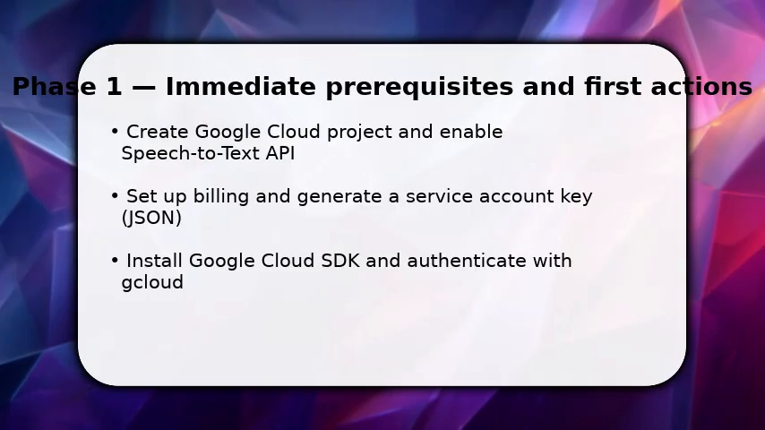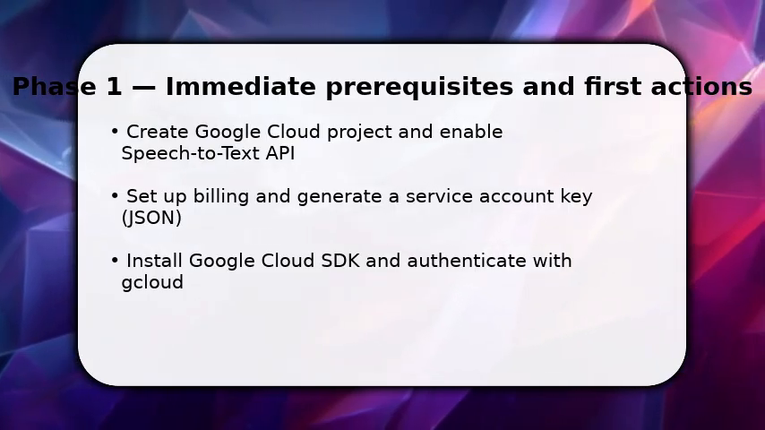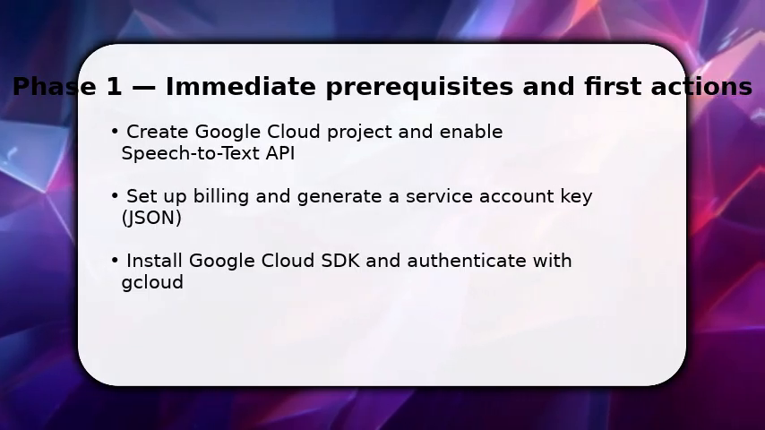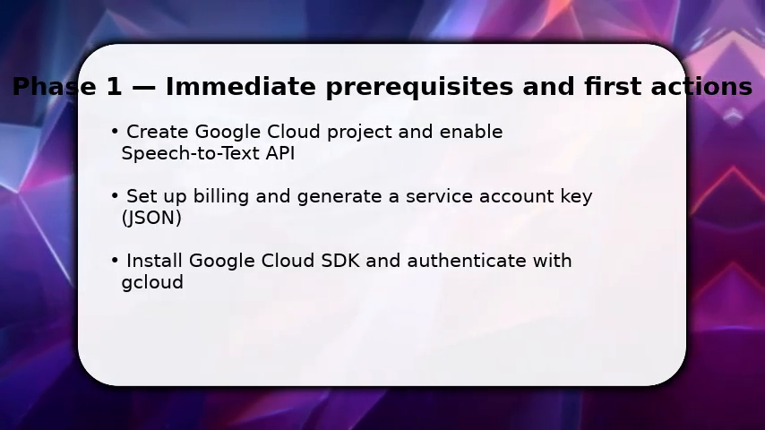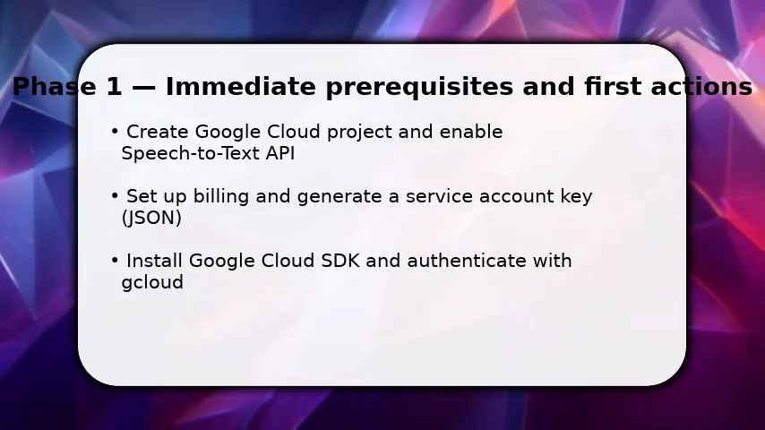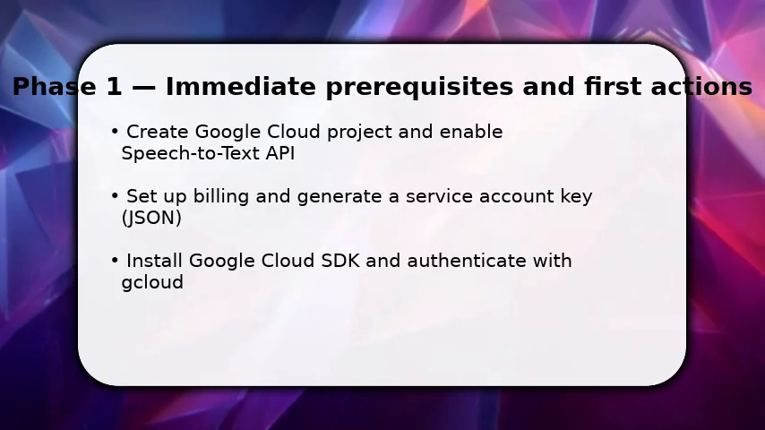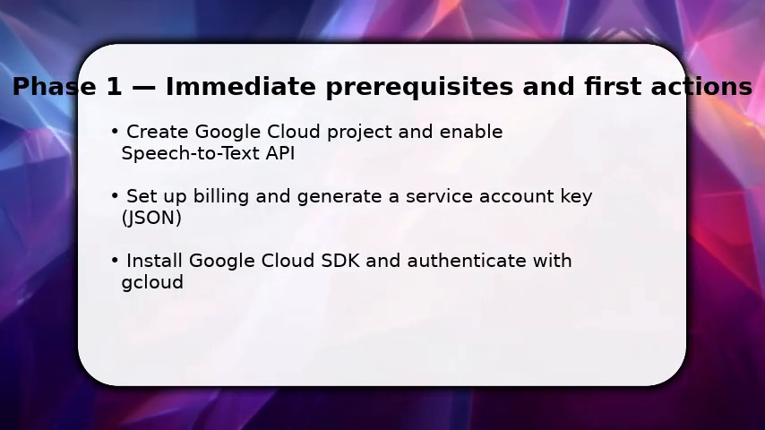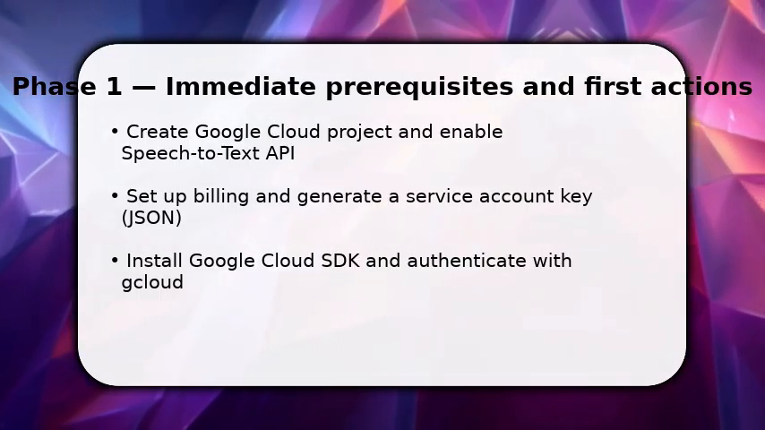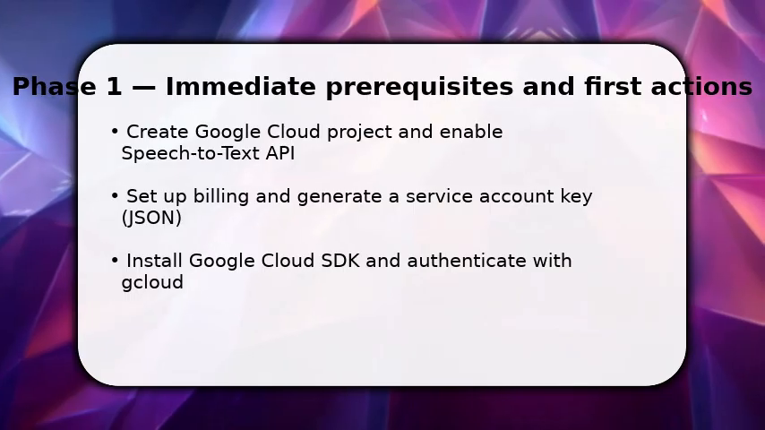You begin by creating a Google Cloud project and enabling the speech-to-text API so you have quota and billing linked. Next, create a service account and download the JSON key. This file authenticates requests. Install and run Google Cloud SDK, then run gcloud auth activate-service-account with the key to make calls. This ensures your local environment can call Google APIs securely.